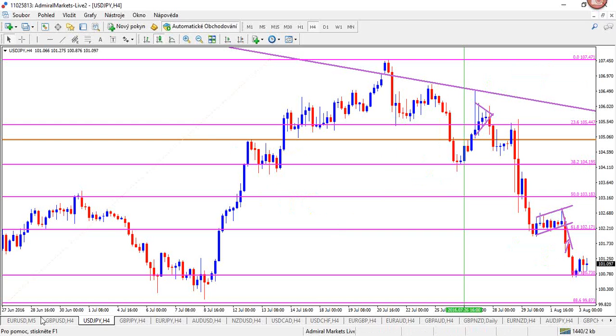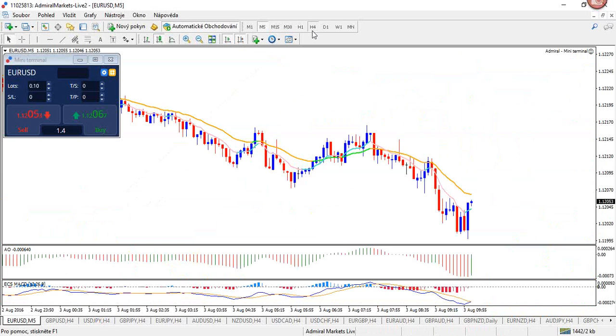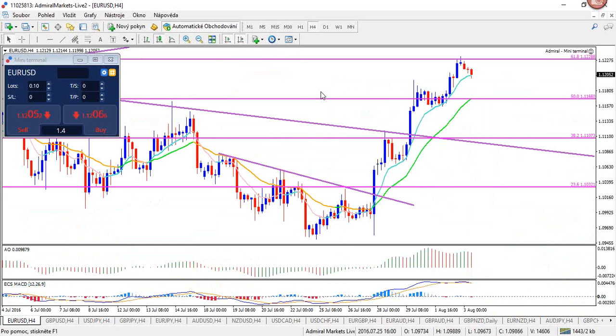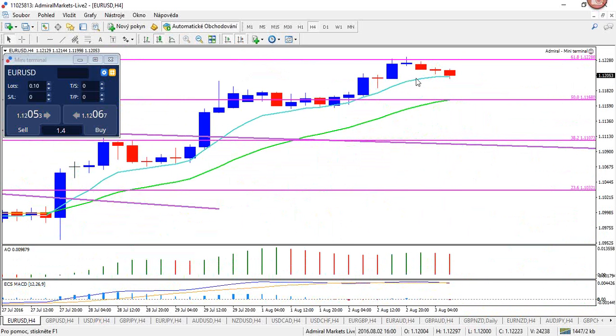All right. So I hope that's clear. Your dollar basically was looking for a continuation, and we got the continuation. We got the good breakout candle. We got a retracement of that candle and a follow through.